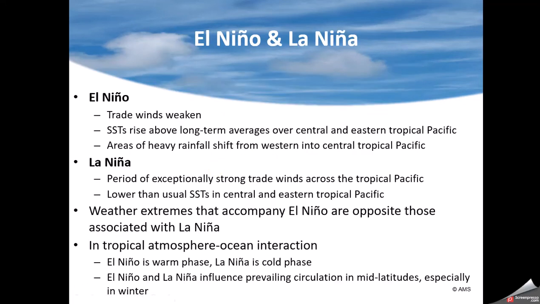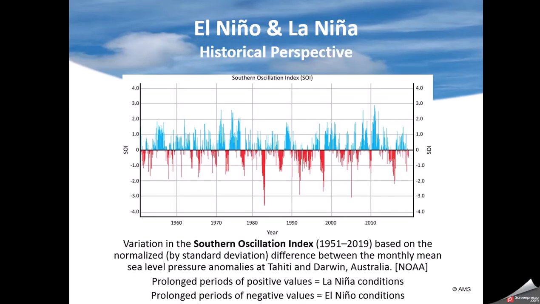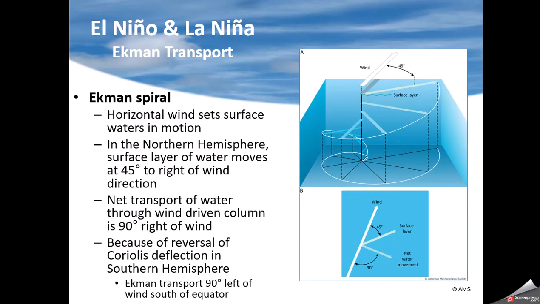Now we're going to talk about El Nino and La Nina. Guess what? We're going into La Nina this year. And we can see here they do oscillate over the years. Every few years we get either an El Nino or a La Nina. Another part of this is also the Ekman spiral.